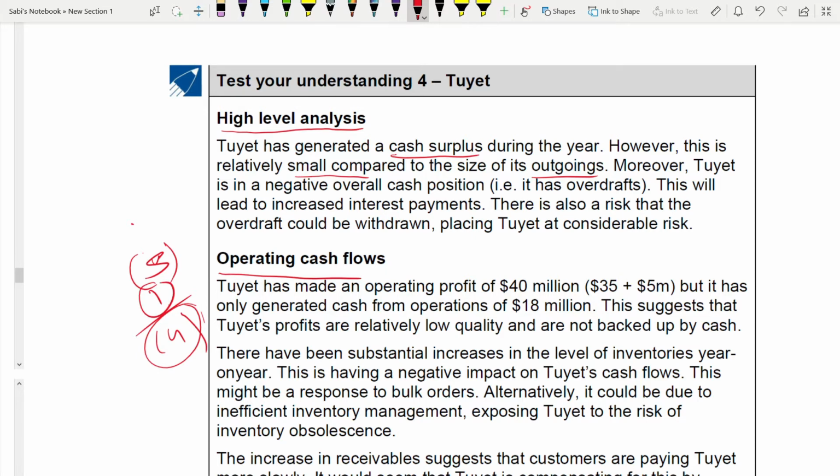Okay, so these are the key points. These are the things you need to write in your answer. Not just saying that earlier it was 5, now it increased 1 and then it became 4. No, it's not like that.